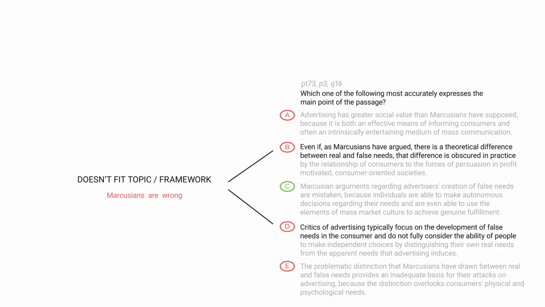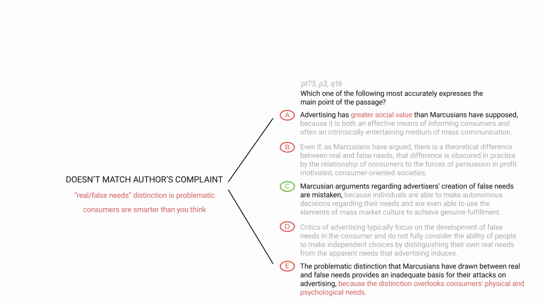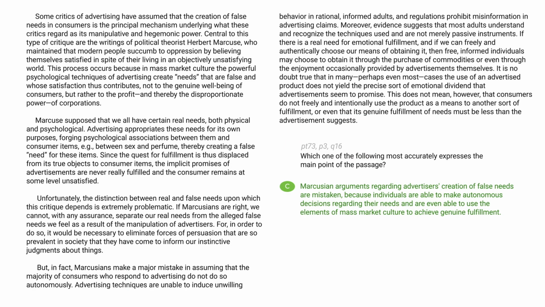B and D we got rid of because they just don't give us that good framework of Marcusians are wrong. A and E have the wrong complaint. It's not because it has more social value than they think, or because they're overlooking the distinction between physical needs and psychological needs.